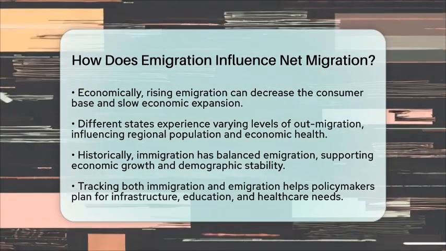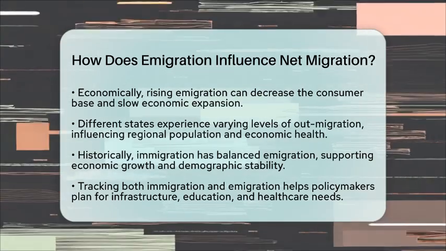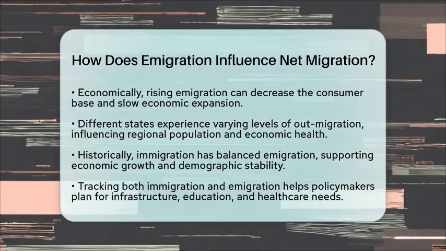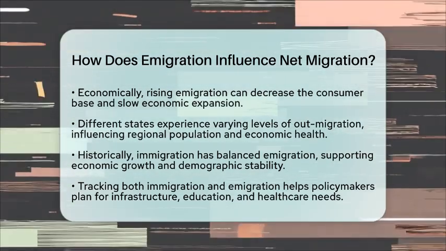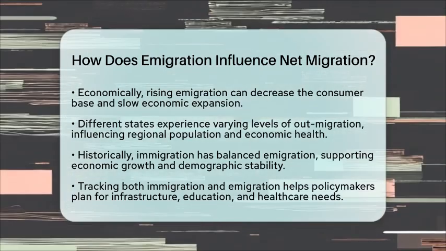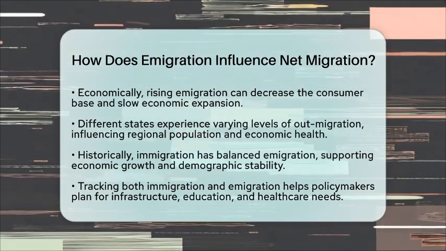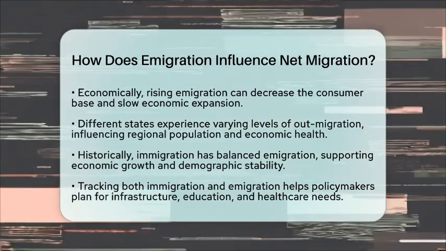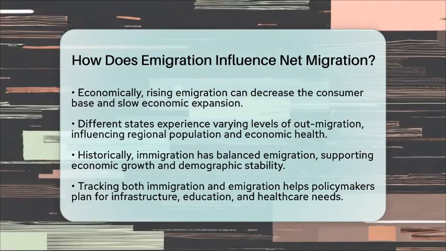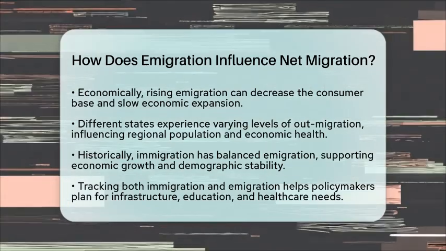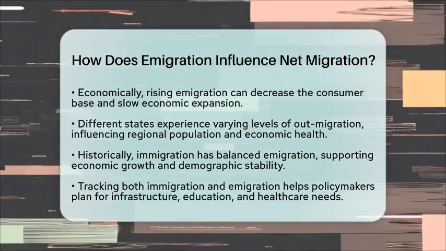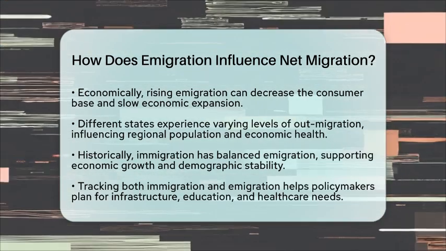It influences decisions about infrastructure, education, and healthcare. Keeping track of both immigration and emigration is essential for accurate population estimates. In simple terms, emigration reduces net migration by increasing the number of people leaving the country. This can slow down population growth and limit the expansion of the workforce.